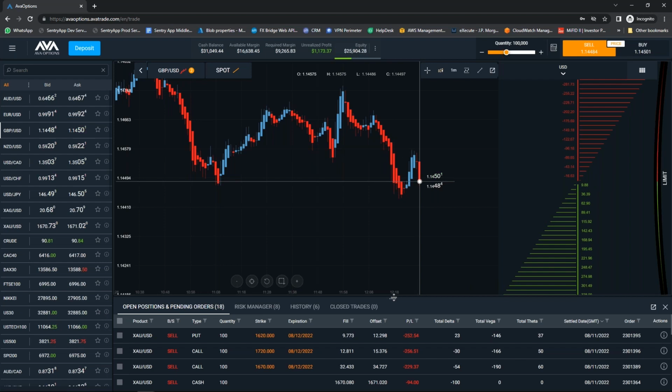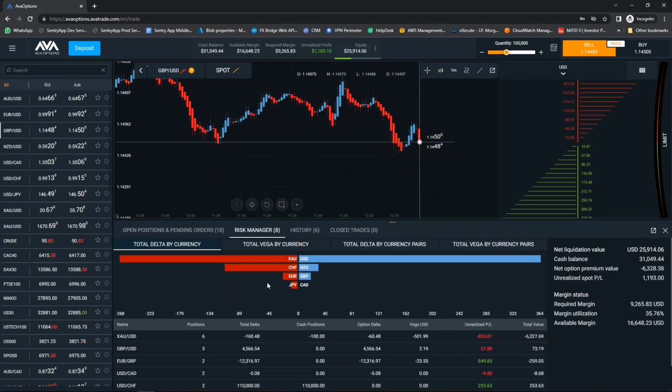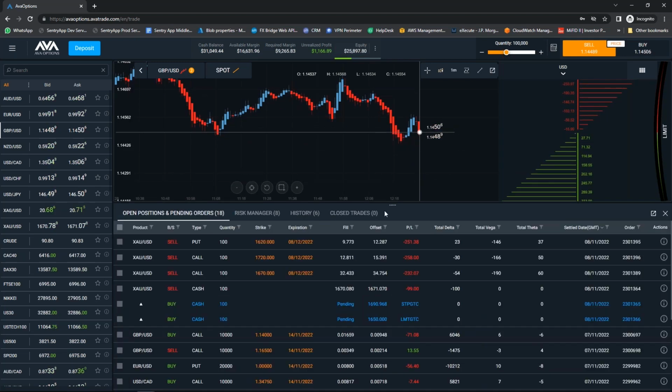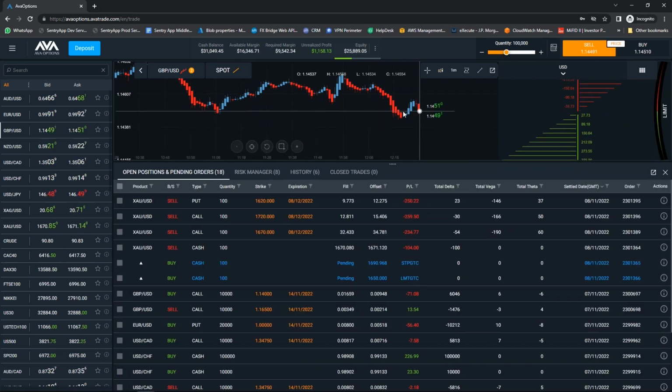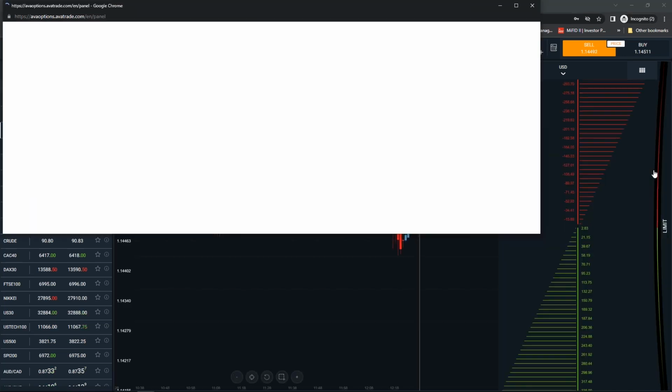Let's look at other parts of the platform. The risk manager. The risk manager is taking all of our positions and breaking them down into their parts. If you look at our open positions, I've got a whole bunch of open positions here. Let's see if I've got all of them showing. Nope, there's even more. I'm going to pop this out. This button here pops out a window.